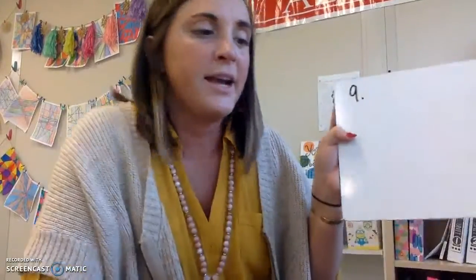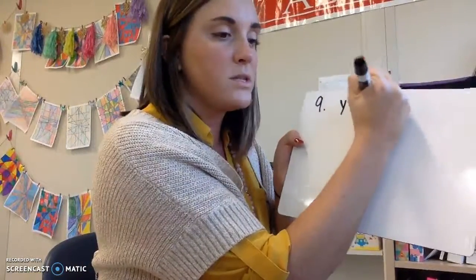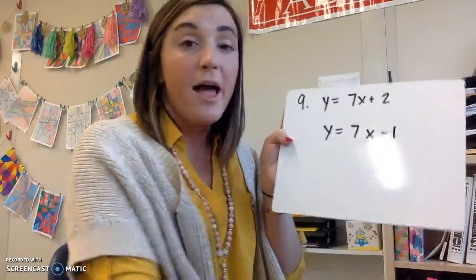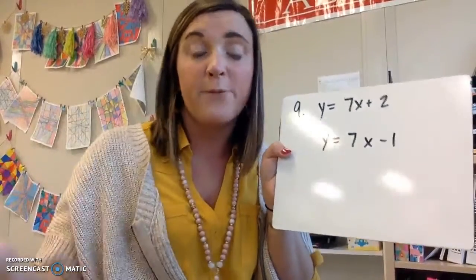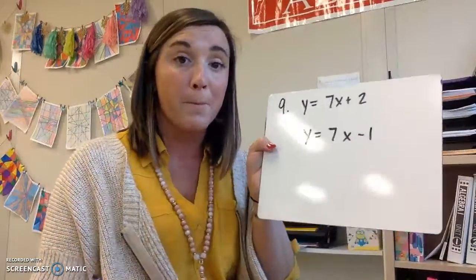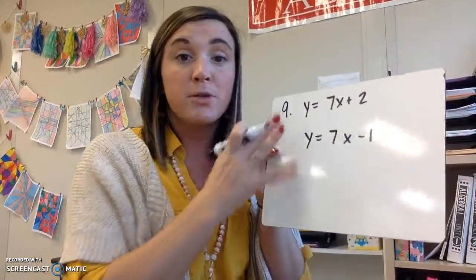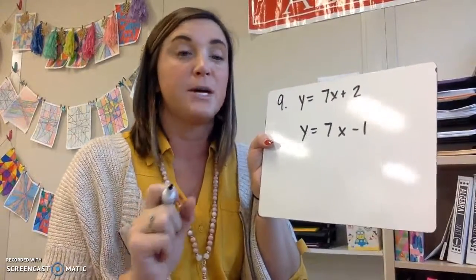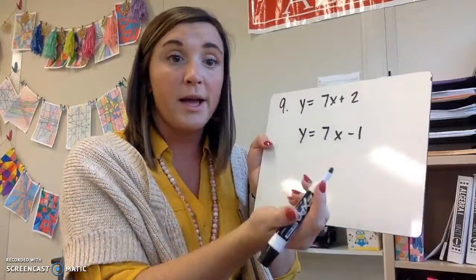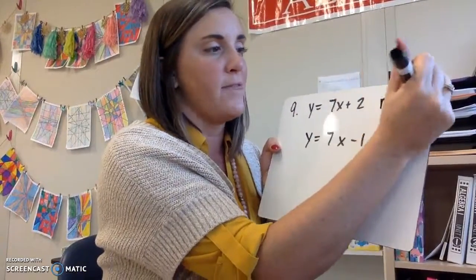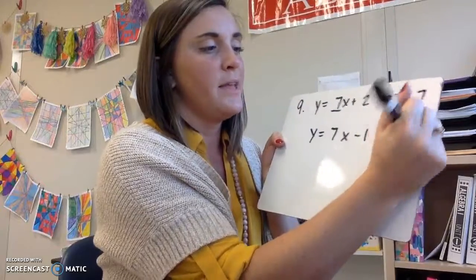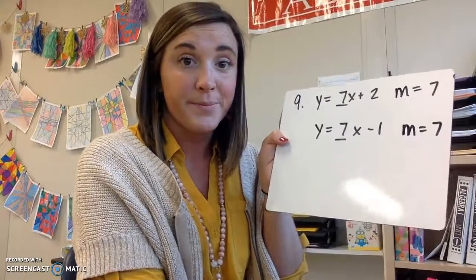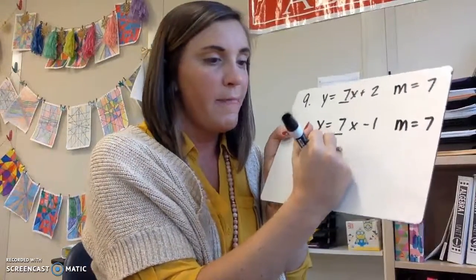So if you're looking at number 9, they're giving you two equations. Y equals 7x plus 2 and y equals 7x minus 1. Doesn't matter what the y-intercept is. All we've been focusing on in order to determine parallel or perpendicular is the slope. Both of these equations are in what form? Slope-intercept form, y equals mx plus b. M is slope. So for the first equation, m equals 7. That's our slope. Well, for the second equation, m also equals 7. So are these lines parallel, perpendicular, or neither? They're the same. They are parallel.